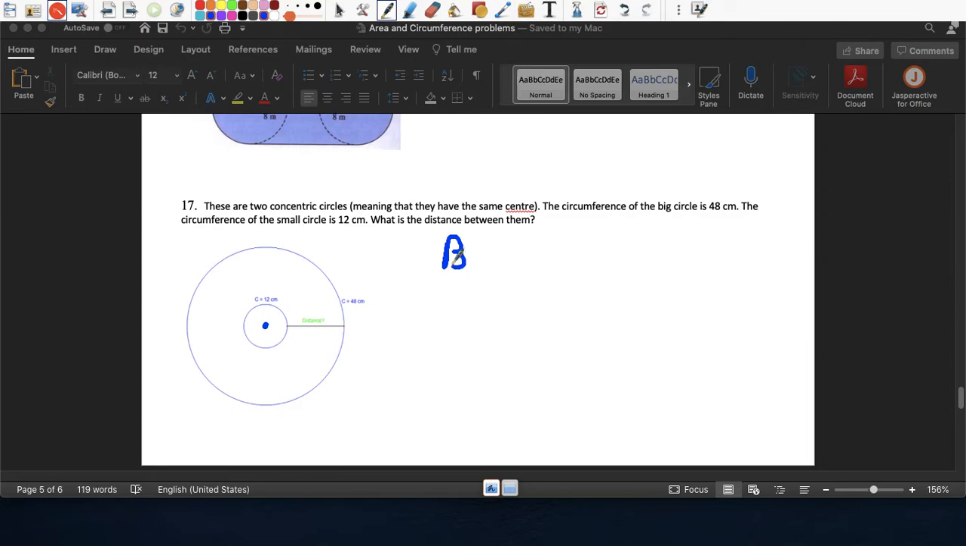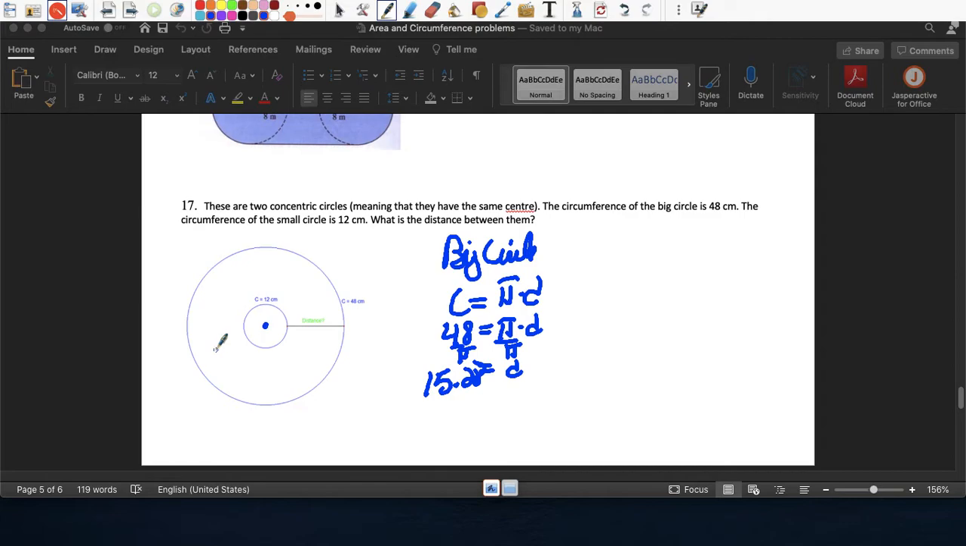So the big circle. It tells us that the circumference is 48. So C equals pi d. The circumference is 48, pi d. And I'm going to divide that by pi. So the diameter of the big circle, 48 divided by pi, is 15.28. So I'm going to draw a diameter here. From here all the way to here is 15.28.